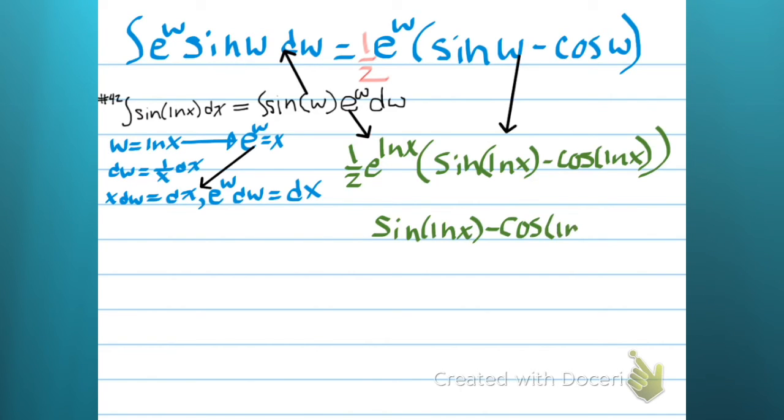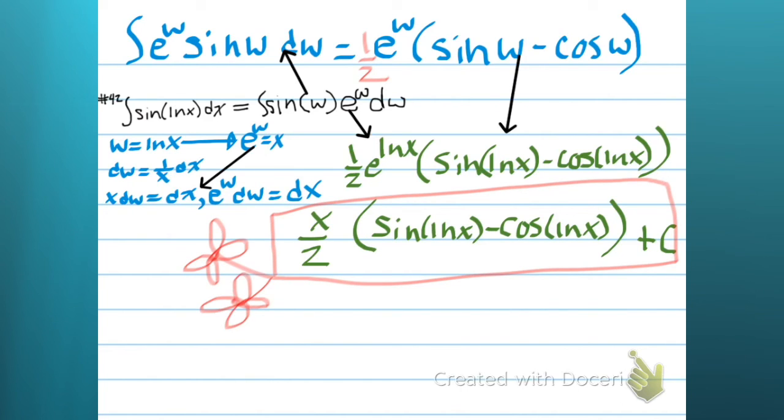I'm just cleaning it up because e to the natural log of x is just x. That's how we got the over 2. And our constant of integration. And a box.